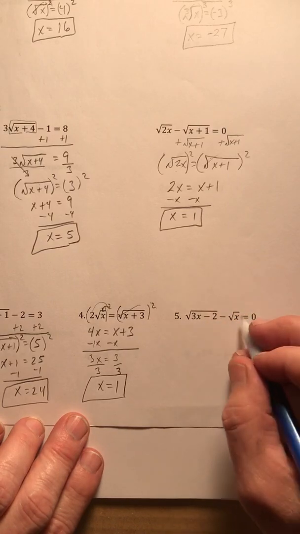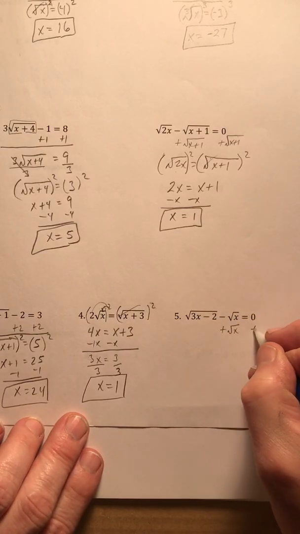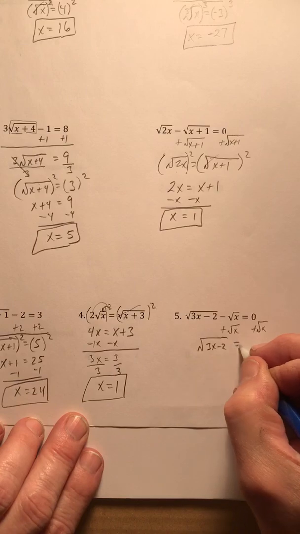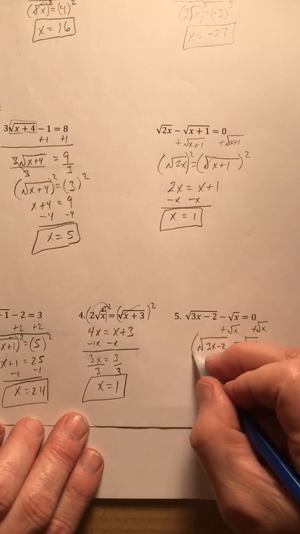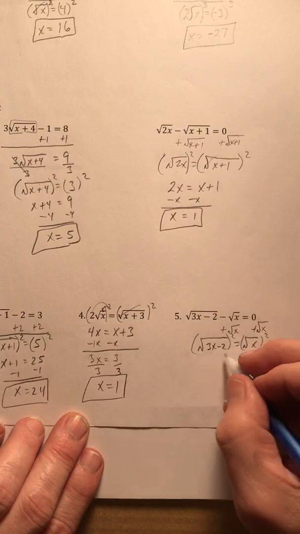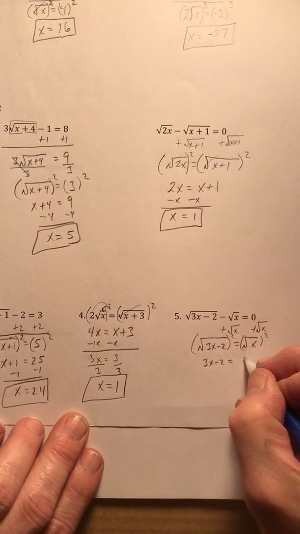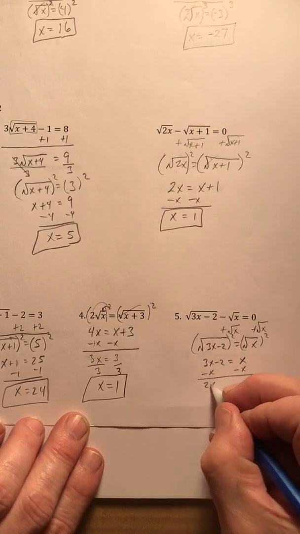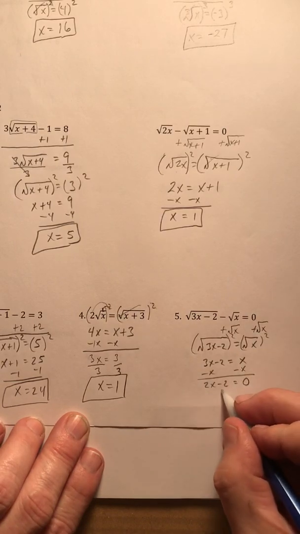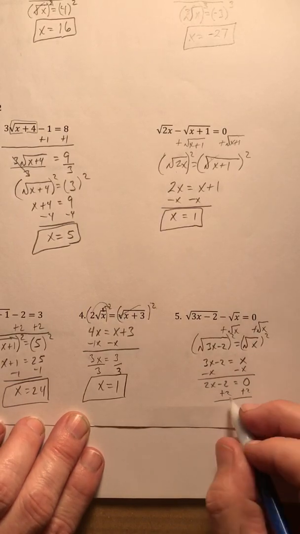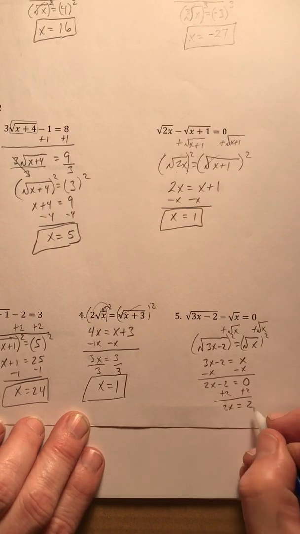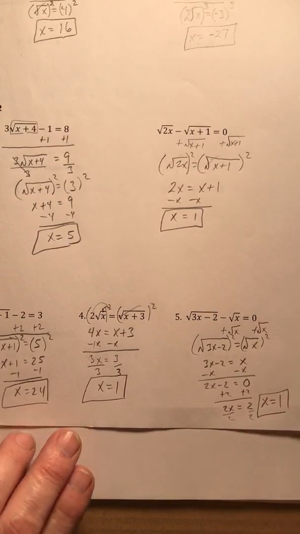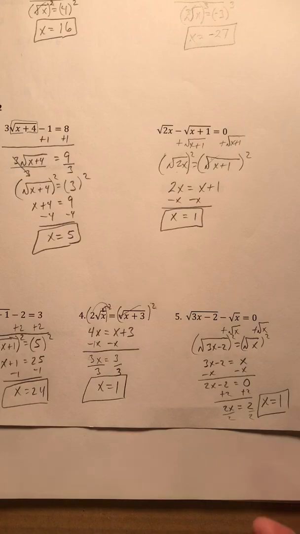All right, and then number 5. Again, we have to isolate, get 1 on one side by itself, so we'll add the square root of x, and that gives us the square root of 3x minus 2 equals the square root of x. Now they're isolated, so now we square, and we square, leaves us with 3x minus 2 equals x. I can subtract x, gives me 2x minus 2 equals 0. Add 2, and I get 2x equals 2, and then I divide by 2 and get x equals 1. So there's your 3 U-try problems.